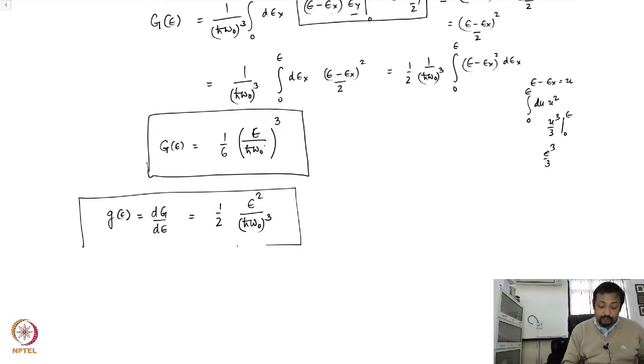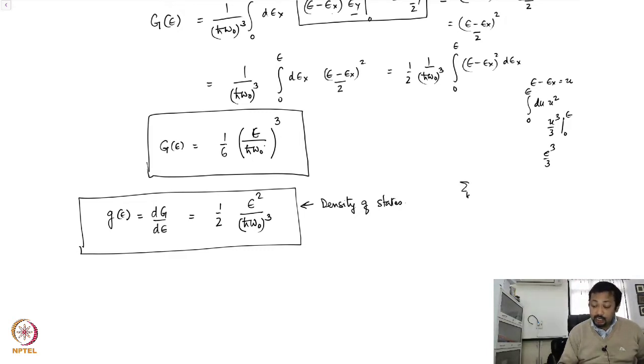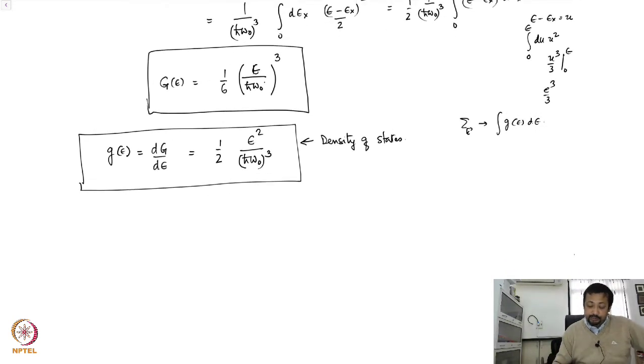We are going to work with this expression for the density of states. Why is it so important to us? Because I know that all the discrete sums over k I can replace by integration g(epsilon) d epsilon, and that is precisely what we plan to do. The starting point then is going to be the particle number.